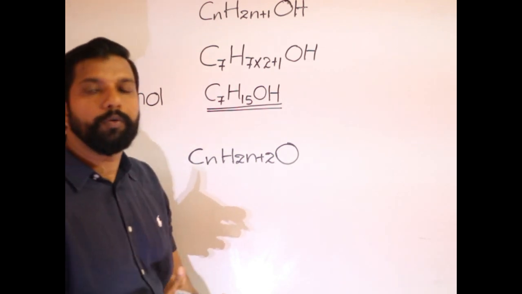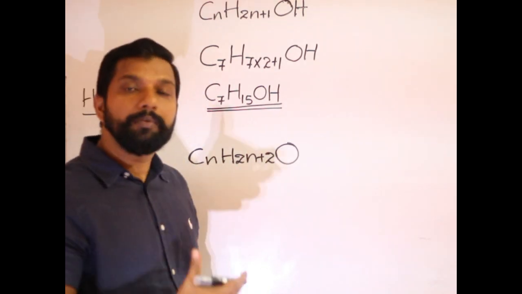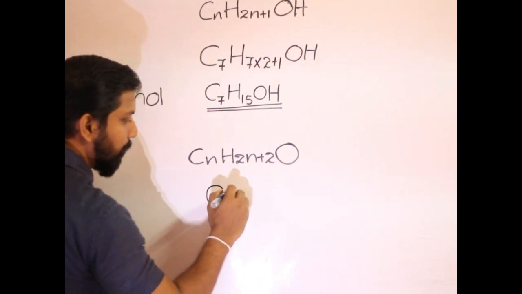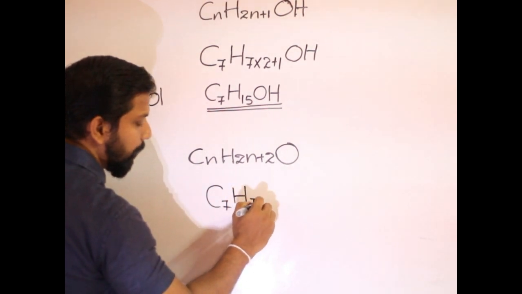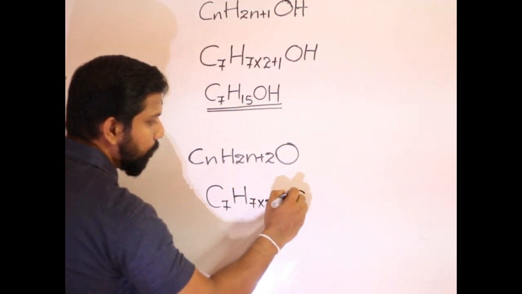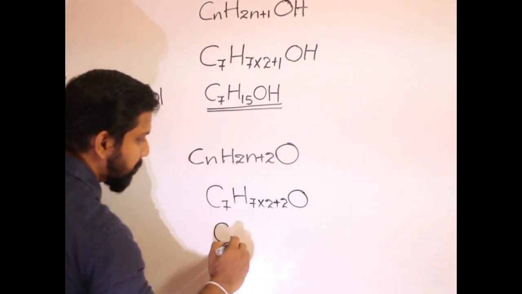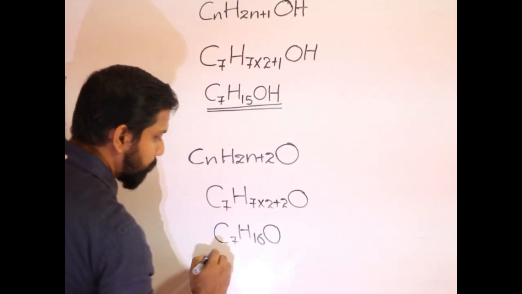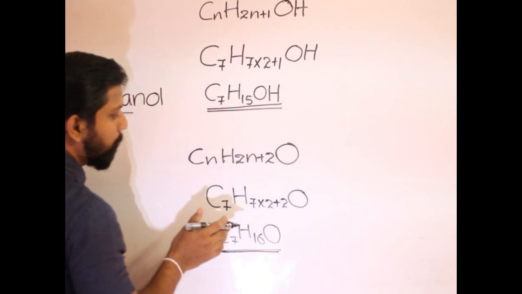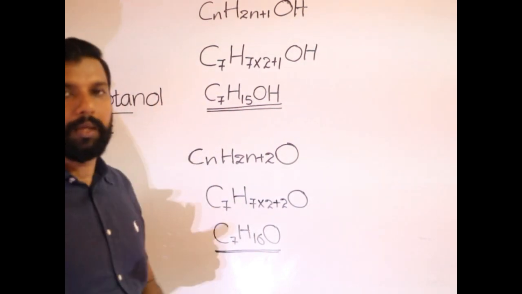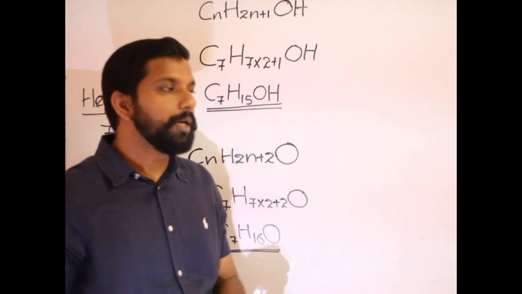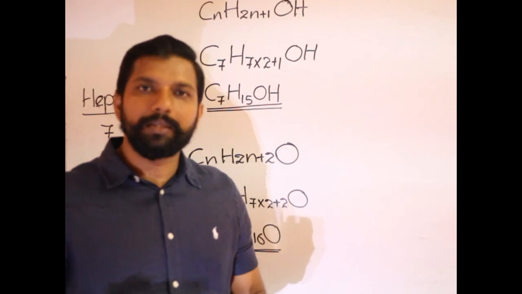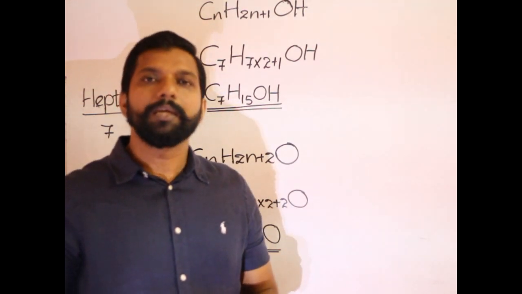We can write the formula of heptanol in the other way also. So we can write C7H, 7 into 2 plus 2, O. So you get C7H16O. Both the molecular formulae are representing heptanol. Similarly, you can try octanol, even decanol.